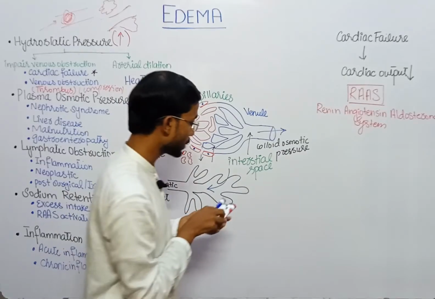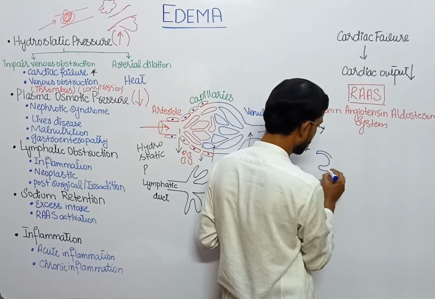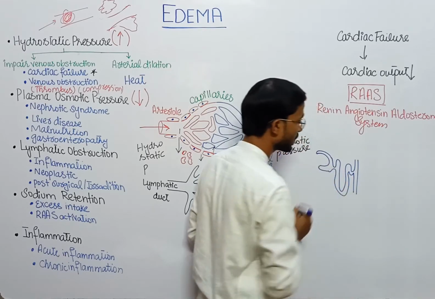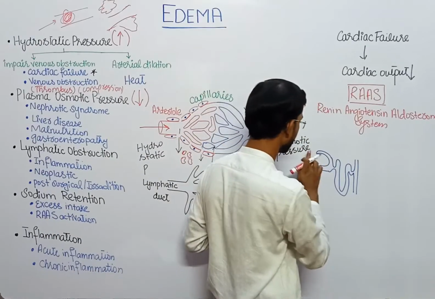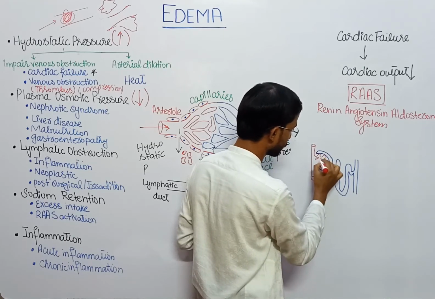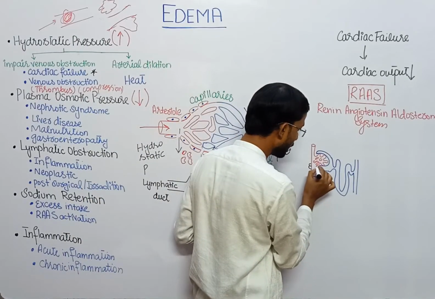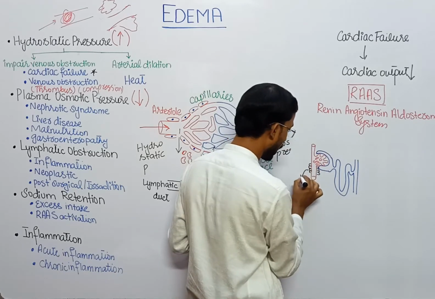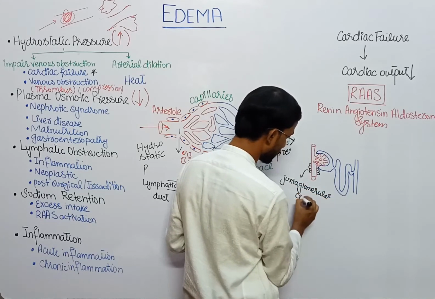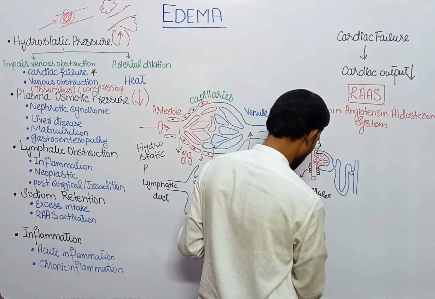What is that system? Actually, here you can see this is the nephron, and here you can see this is the glomerulus, and just near the glomerulus there are cells which are called juxtaglomerular cells. These cells secrete prorenin.